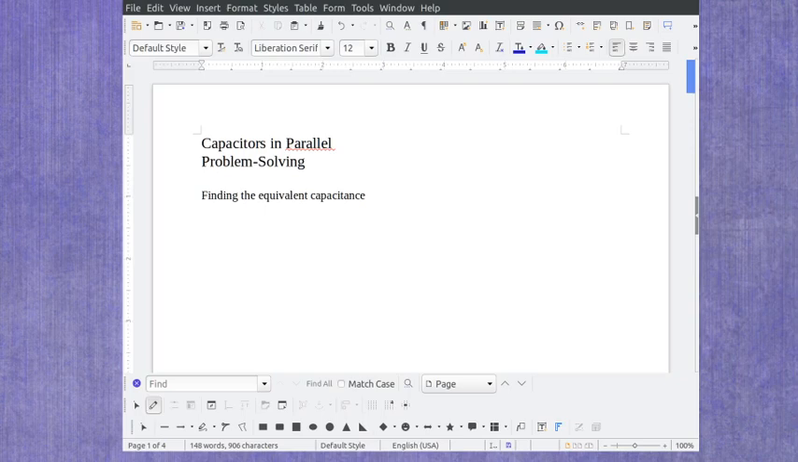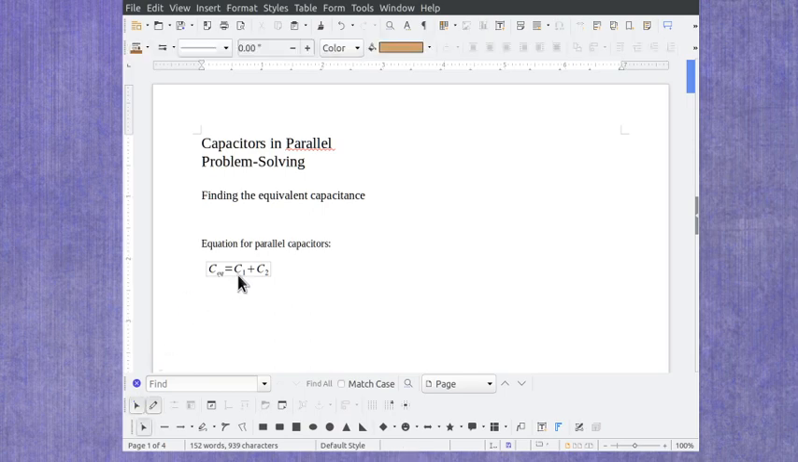So here's a quick problem-solving example for capacitors in parallel circuits. The most common thing you're going to have to do, and sometimes the first step of what you have to do in another problem, is finding the equivalent capacitance. So we want to go back to our previous notes and find the equations there, which tell us that for parallel capacitors, the individual capacitances will add up to give us the equivalent capacitance. So it's a really simple equation here.